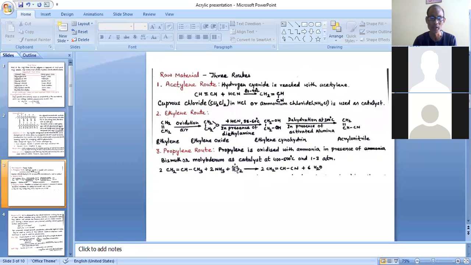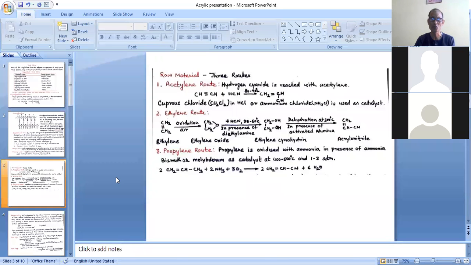And the third is the propylene route, in which propylene is oxidized with ammonia in presence of air and in presence of bismuth or molybdenum as catalyst at 400 to 500 degrees centigrade and 1 to 3 atmosphere pressure, it results in acrylonitrile. So acrylonitrile, which is the raw material for acrylic, can be produced by using these three routes or three methods.